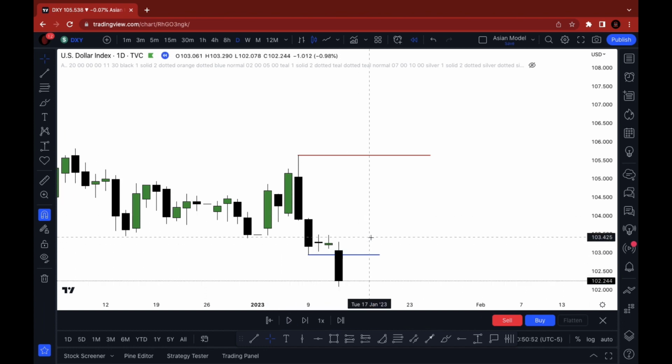Now we got the low broken. Now we can take some action. I personally do not want to see the third candle in that swing high, its high broken. I don't want to see this high broken up here.